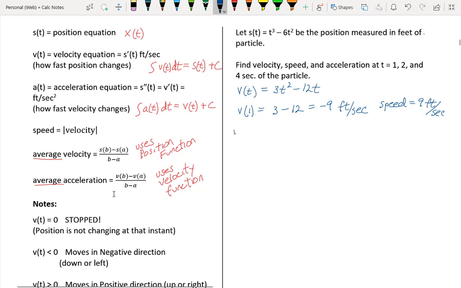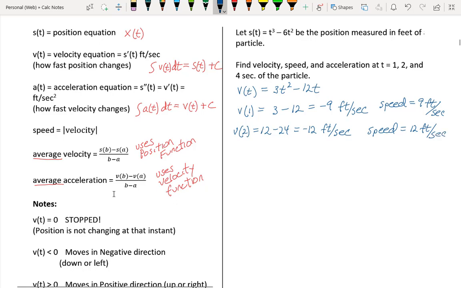So I do v of 2. I wanted v of 2. So I would do 2 squared is 4. 4 times 3 is 12. Minus 24. So this would be negative 12. Again, feet per second. But speed is going to equal positive 12 feet per second.